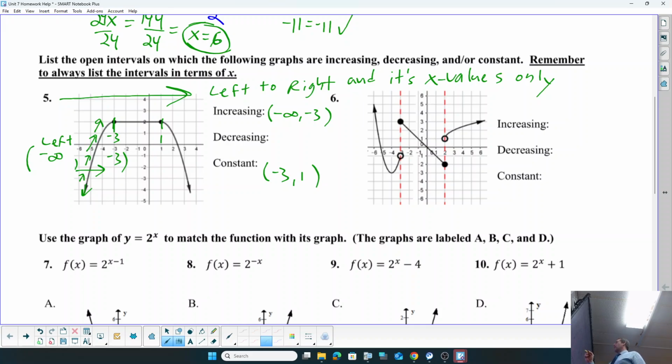And then are we increasing or decreasing now? From negative 3 to 1, we're constant, actually constantly the number 2. And now when we hit 1, we're going to go down. And so now we're decreasing from 1 to infinity.